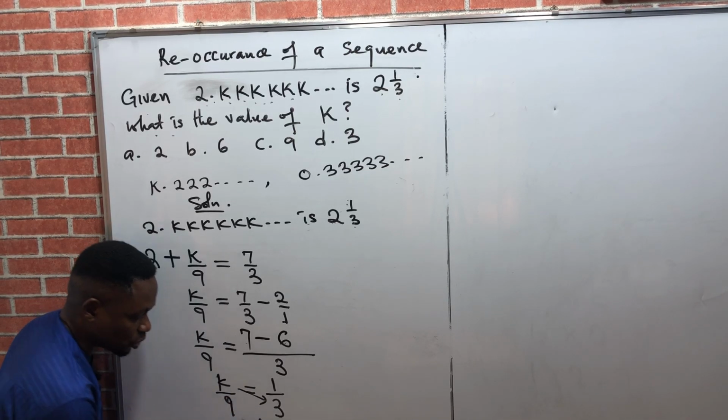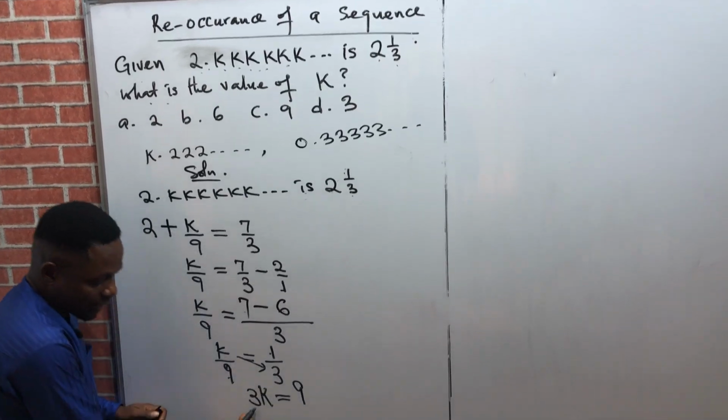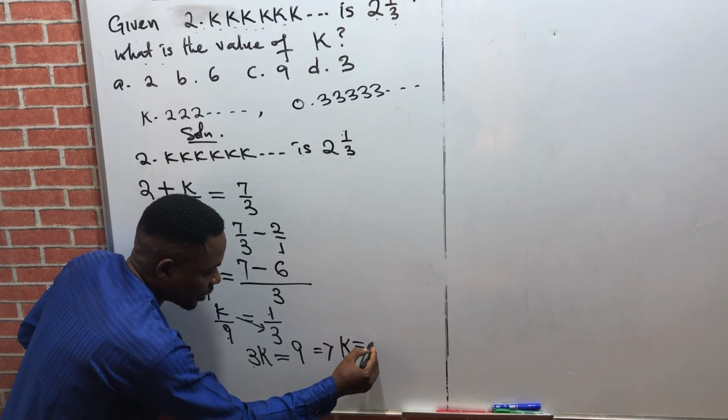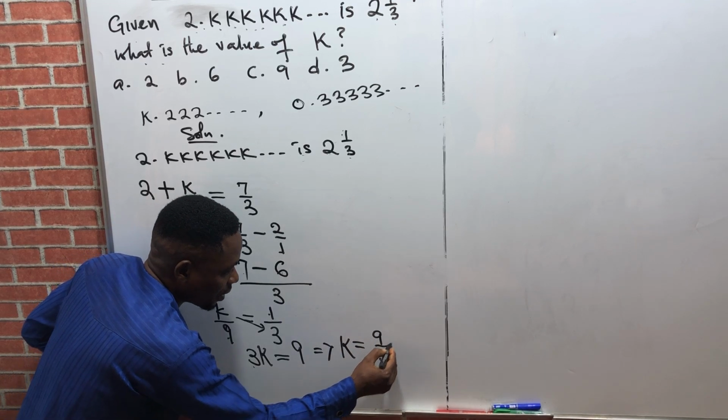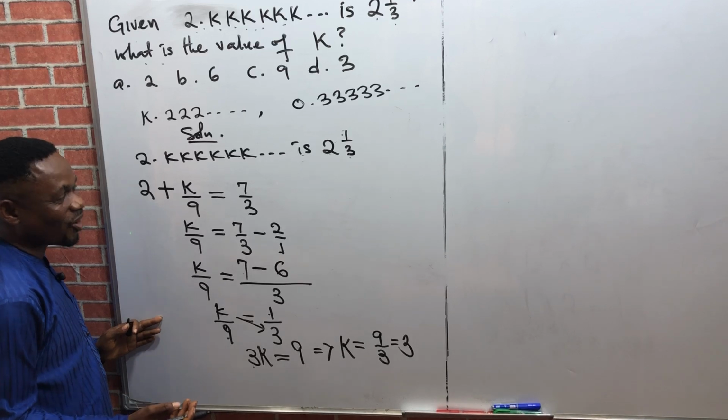K is then equal to 9 times 1, which gives 9. I can make K the subject of the formula. This implies that the value of K is 9 all over 3. And what is 9 over 3? Sure, the answer is 3. Am I communicating? Now, this is the shortcut.